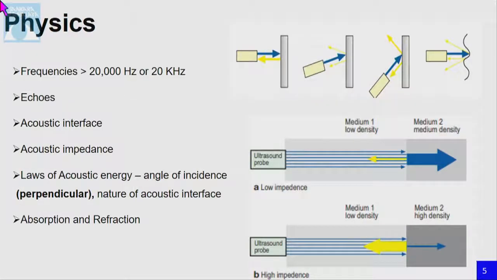So we are going to basic physics. What is ultrasound? It is just a normal sound wave, just like I'm talking. It is also a sound wave. But the only thing is the frequencies are more than 20,000 hertz. So it is not audible to human ears.